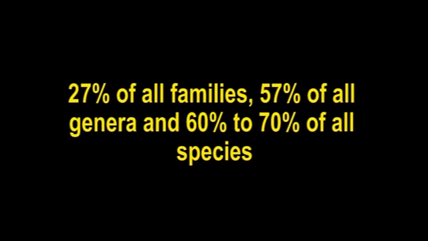Ordovician-Silurian extinction event. Two events occurred that killed off 27% of all families, 57% of all genera and 60 to 70% of all species. Together, they are ranked by many scientists as the second largest of the 5 major extinctions in Earth's history in terms of percentage of genera that went extinct.